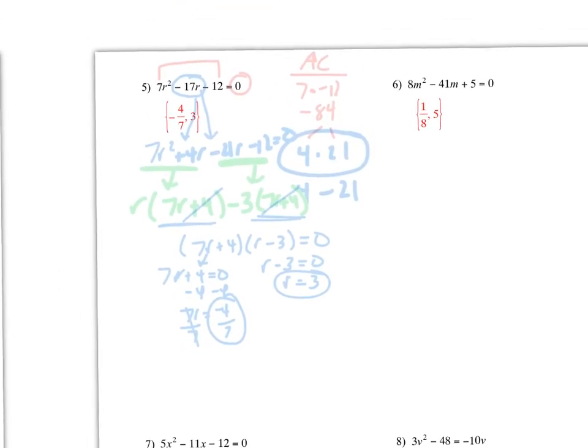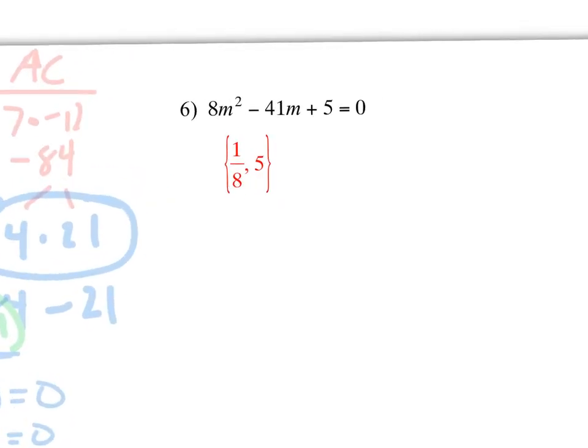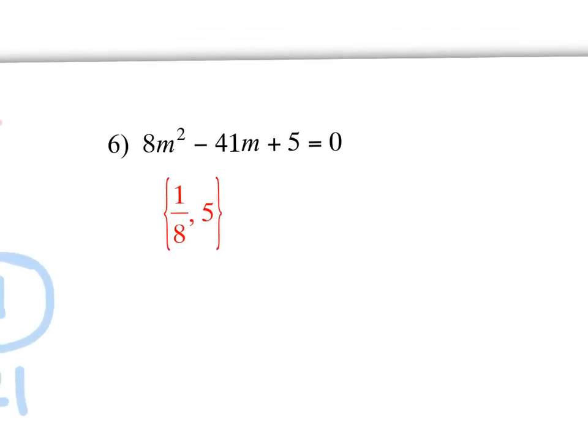Now this should be the most challenging one from this lesson. Solving quadratics by factoring. This is the AC method. So number 6 is going to be just like number 5, and 7 and 8 will be the same type of problem. So we have to do 8 times 5. So that's going to give us 40.